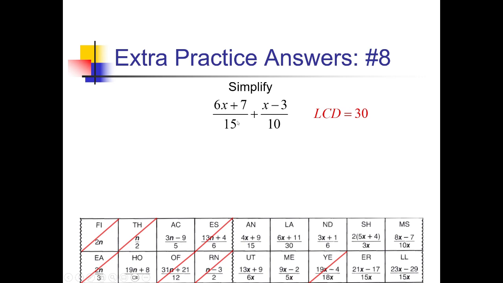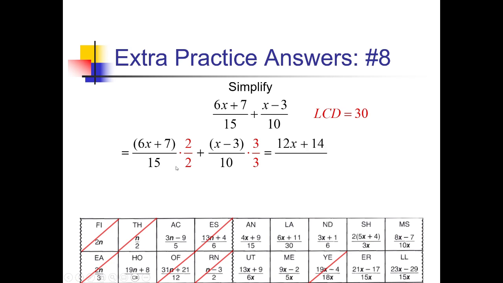30 divided by 15 is 2, so 2 over 2 is what I'm multiplying that first fraction by. And then for the next one, 30 divided by 10 is 3, so 3 over 3 is what gets multiplied by that second fraction. Simplifying each of these, first fraction, distributing this 2, we've got a 12x plus 14, and then that's all over 2 times 15, which is 30. For the next fraction, we have a 3x minus 9, all over 30.